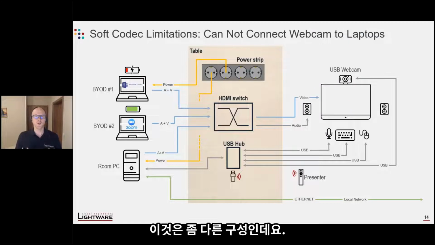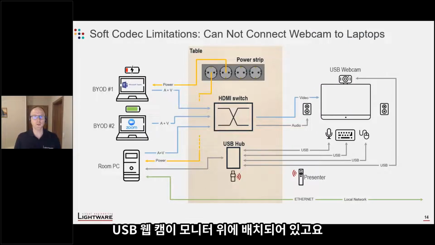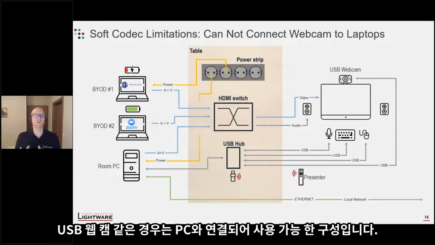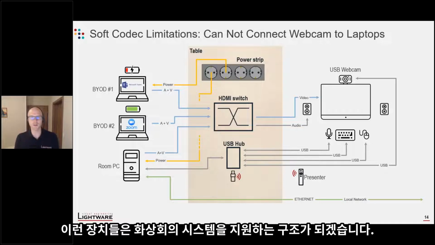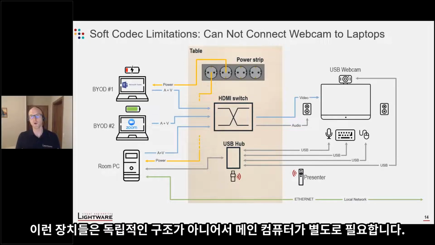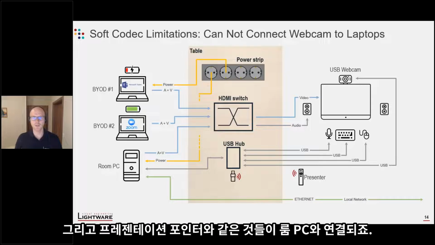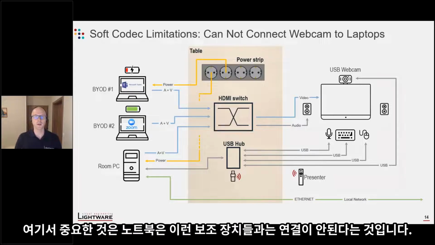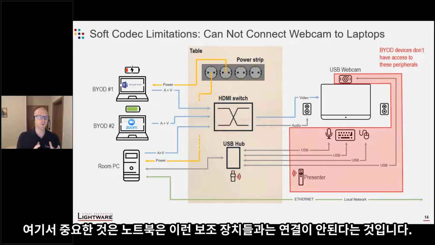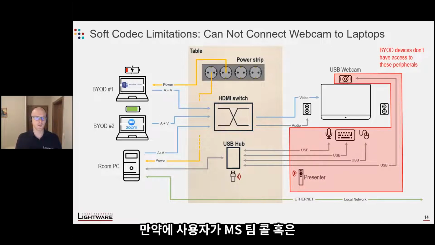In this scenario, we don't have a hard codec. We have a USB webcam on top of the display, and the USB webcam needs to be connected to a computer. So it's a peripheral. It's not a video conferencing device in itself. It needs a host computer. In most cases, the webcam, but also the keyboard, the mouse, maybe a USB microphone, and the presenter are connected to the room PC. And the problem is that the laptops do not have access to these peripherals.